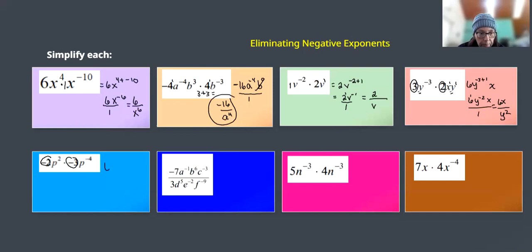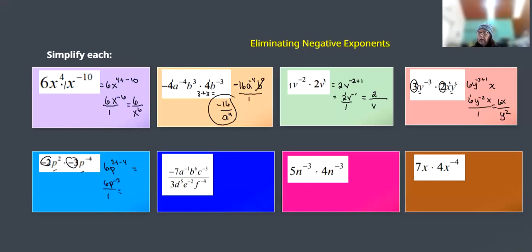Then our bases are the same here. We got p's. So we're multiplying, so we're going to add those exponents. And when I do that, I get 6p. 2 and -4 is -2. We'll put it over 1 because I know that we're not done, and you know that we're not done because we have a negative exponent.